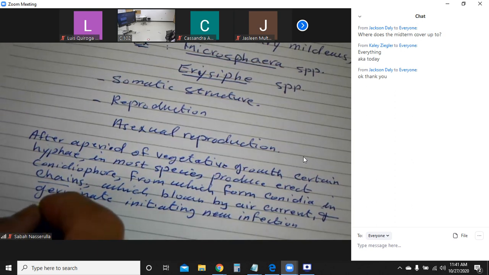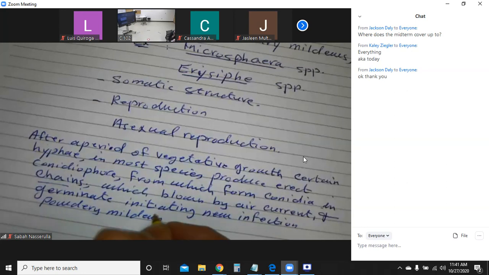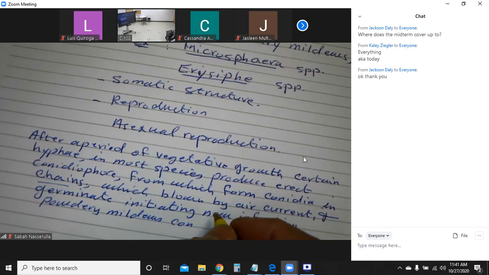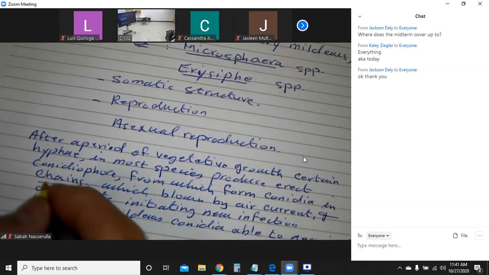Just to mention here this characteristic of the powdery mildews: the conidia, which is a little bit in contrast with a lot of other fungi, which need quite a bit of humidity. But this one, the conidia, is able to germinate at 0% relative humidity.